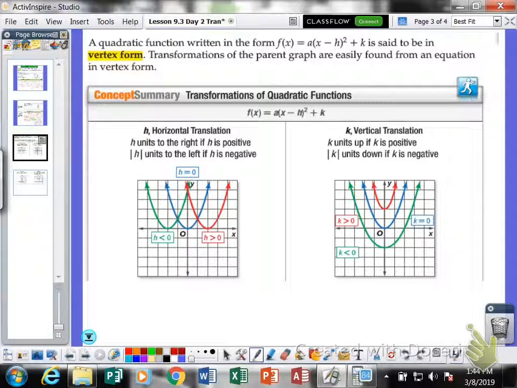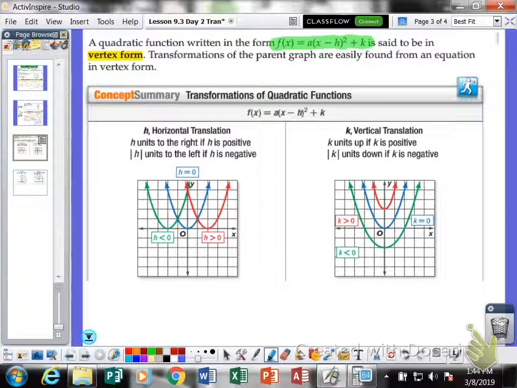A quadratic function written in the form f of x equals a parenthesis x minus h quantity squared plus k is said to be in vertex form. You need to know this. Write this down on your formula sheet. Write vertex form, and then you need to have that equation right there. You're going to need to know it. Transformations of the parent function or parent graph are easily found from that equation form. Remember, in those things, I was going right back to that equation. I was making sure that it was x minus h plus k.